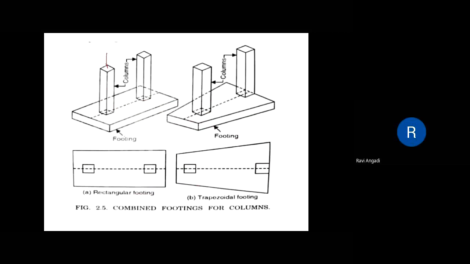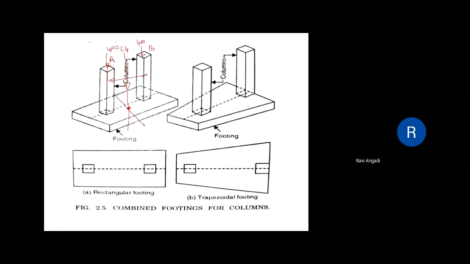Whenever the loads coming on column A and column B are equal, say this is 400 kilonewton and here also 400 kilonewton, when you take the resultant of these two, the resultant will be acting here at the centroid. Is it clear? Yes, sir. So when the centroid of this combined load and the centroid of the footing are coinciding at one point, then you can provide the rectangular combined footing.